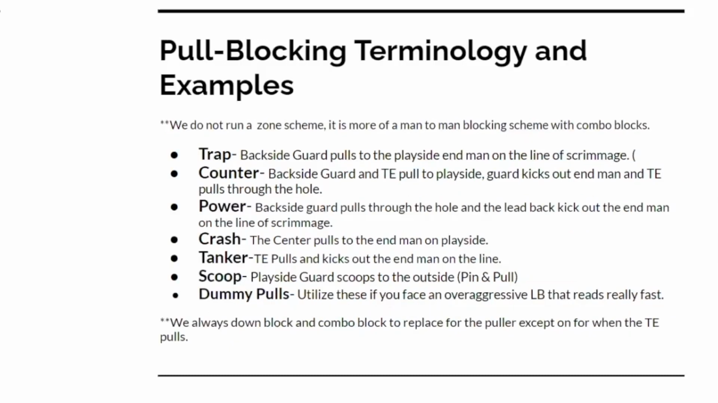This is just some of the pull blocking terminology that we use. We pull from everywhere. Now we don't always pull, but when we do, I don't want you to necessarily know where it's coming from. We use trap, where the backside guard pulls to the end man on the line of scrimmage. We have counter, where both the backside guard and the tight end pull, and the guard kicks out the end man and the tight end pulls through the hole.